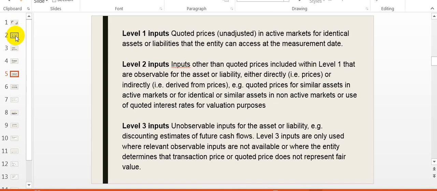Then level 2 inputs are inputs other than quoted prices. These are inputs other than quoted prices included within level 1 that are observable for the asset or liability, either directly, i.e. through prices, or indirectly, i.e. derived from prices.